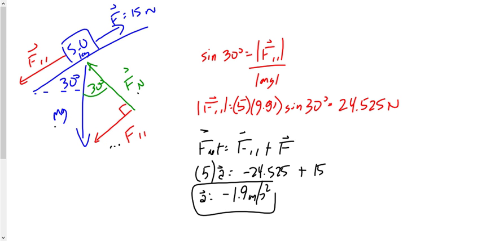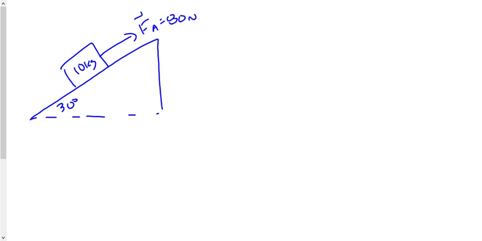All right, next question was number 13. In this one, we were asked to find the force of friction, given the acceleration. I should write that down. The acceleration was 1.5 meters per second squared up the hill. So what do we got here?